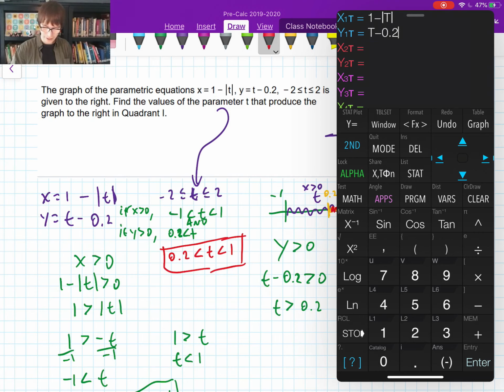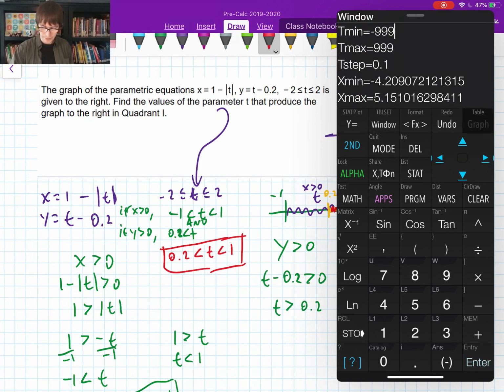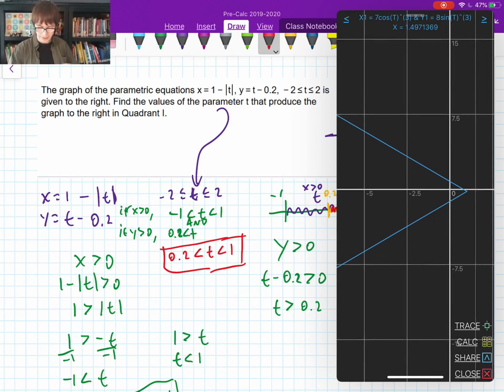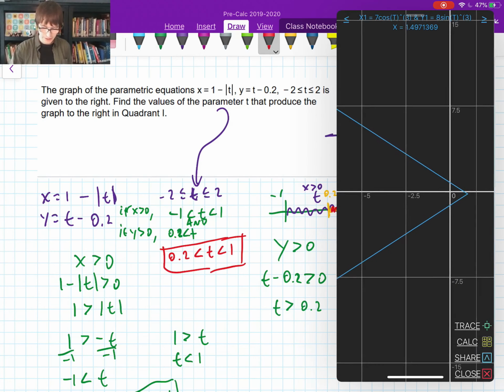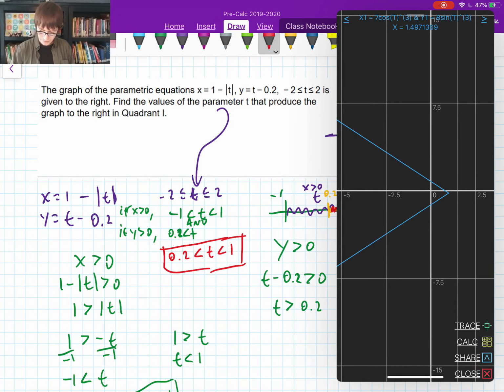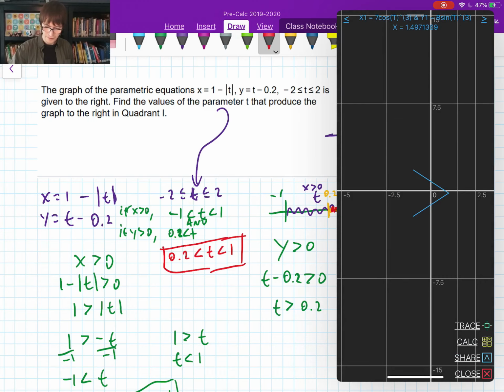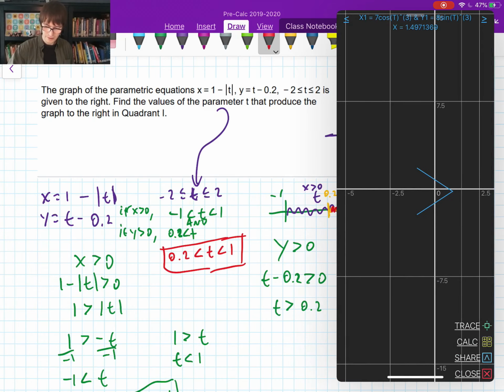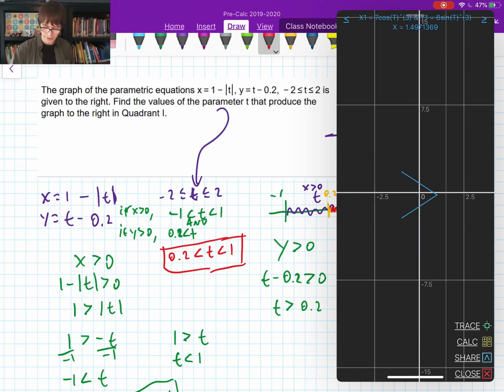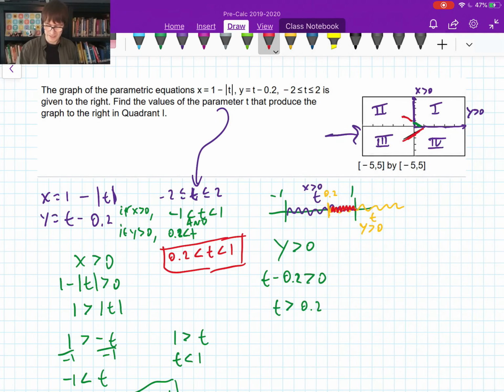And let's see, we'll graph that. Actually, change the window. And that's it. If we graph the whole thing, we get the whole graph, and this is everywhere. But initially the graph was limited to negative 2 to 2. So we'll limit our t from negative 2 to 2. And that gives us the graph that we're used to, right over there, on the right.